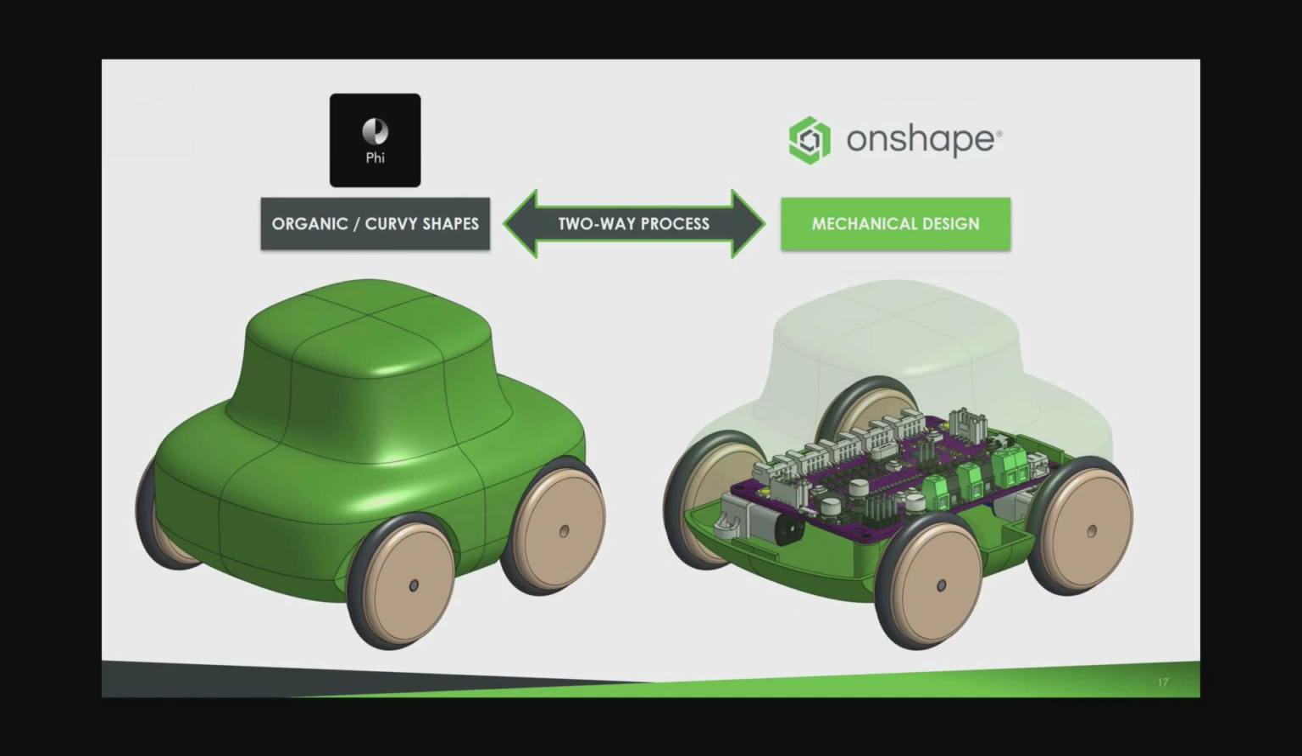And what's really, really great about the combination of the two tools is that it's a two-way process. As Stefanos already said, you start in Phi creating your curves and your organic shapes, and then you are just one button away from Onshape, where you can add the mechanical design, and then go back to Phi to make some changes, and it automatically changes your Onshape model.